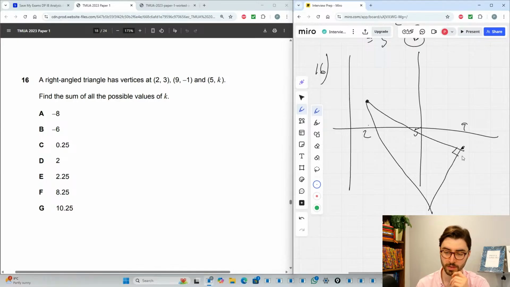So I could draw it where it's the long side. I think I can draw it where it's their hypotenuse, something like this. Can I draw it where it's the short side? If it was the short side, it would need to, yes. Yes, I can.